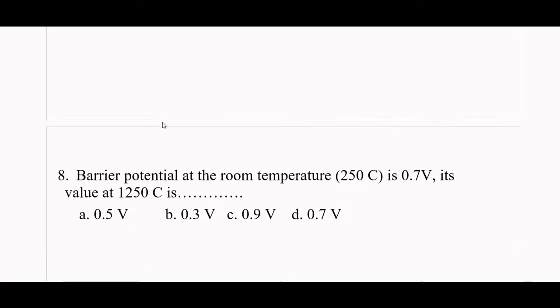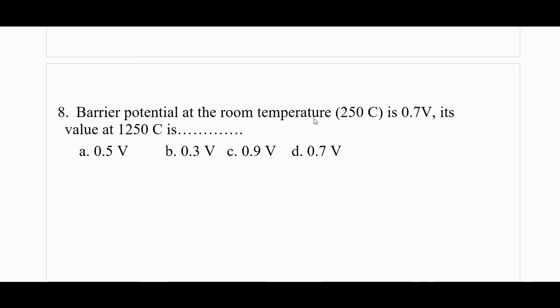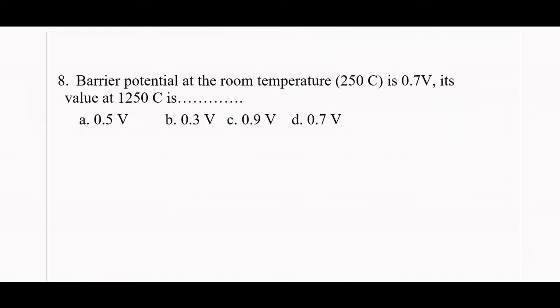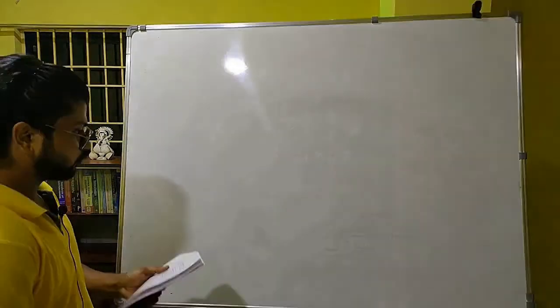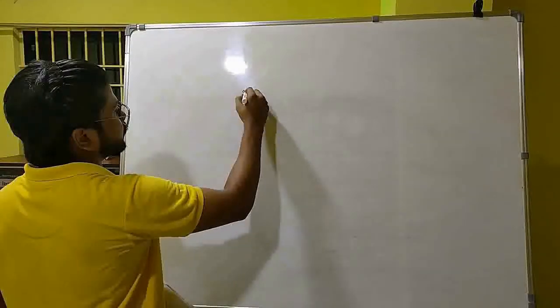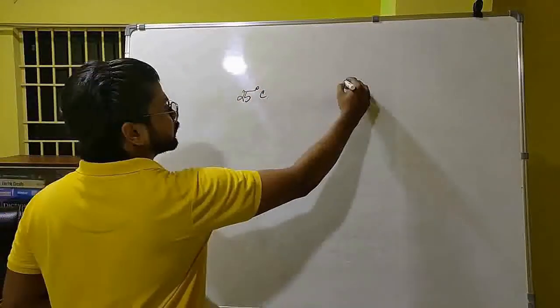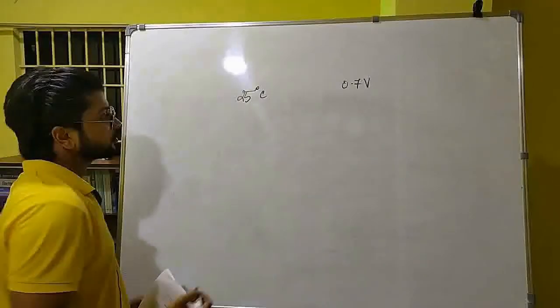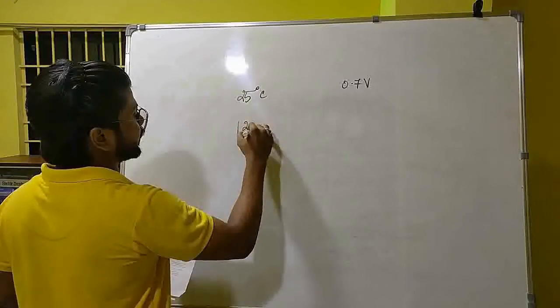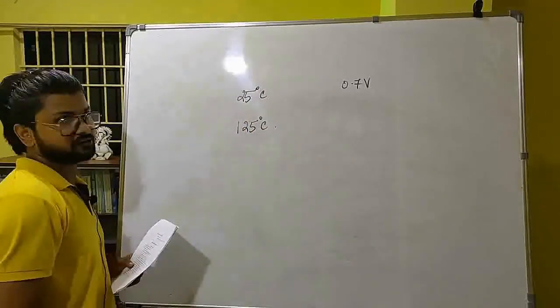Moving on to the next question: the barrier potential at room temperature, that is 25 degrees Celsius, is 0.7 volts. What is its value at 125 degrees Celsius? So this question also we need to observe on the board. So here we go. The question says that the barrier potential at room temperature, 25 degrees Celsius, is 0.7 volts, and it is asking what will be the barrier potential at 125 degrees Celsius.